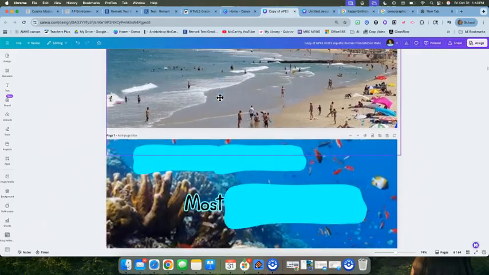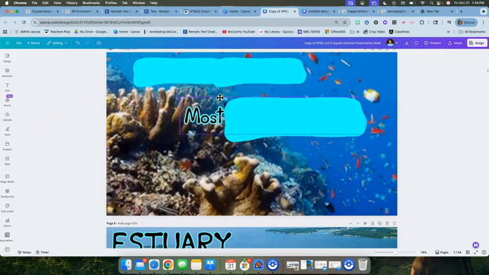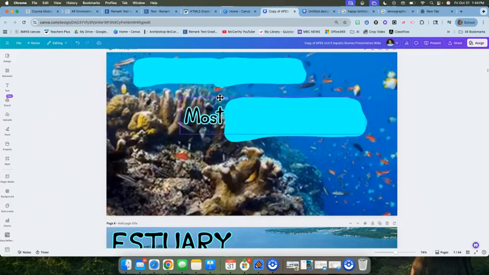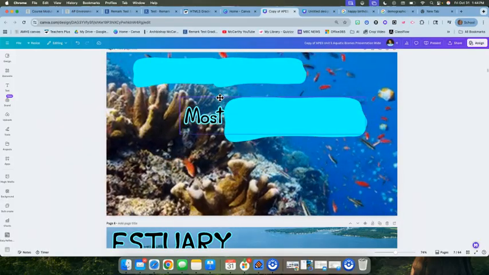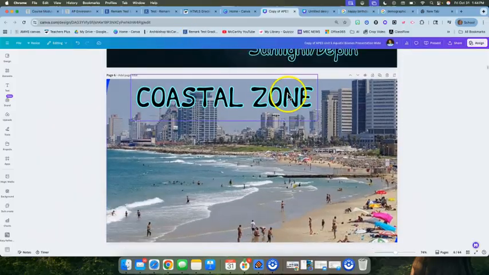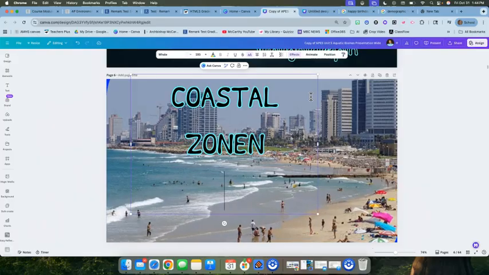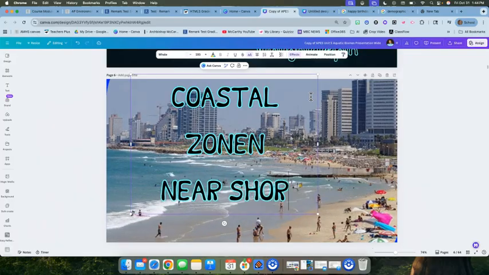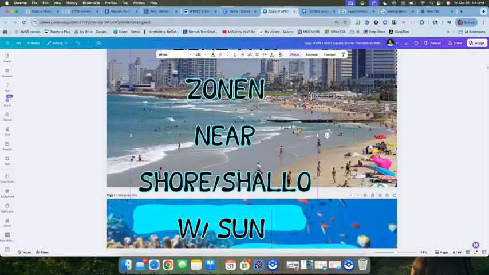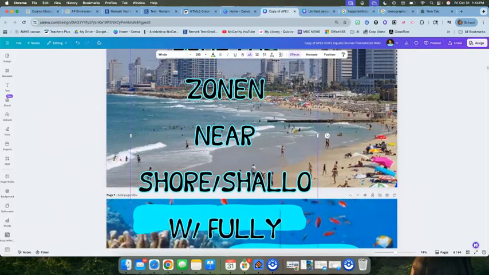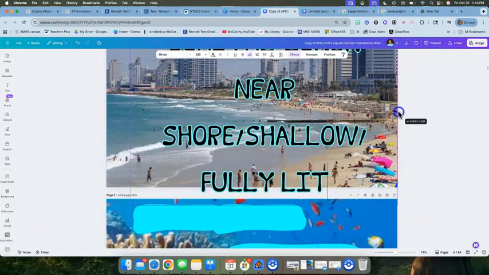But when you see the coastal zone, you think of areas that are closest to the shore, areas that are shallow, areas that receive sunlight, or sunlight penetrates the entire zone. Let's write that down. Near shore, shallow, sun. Fully lit. Let's call it fully lit. We're going to talk more about light when we go deeper.